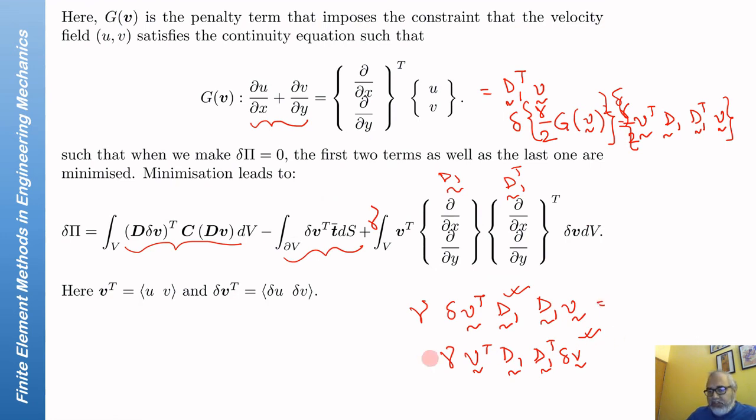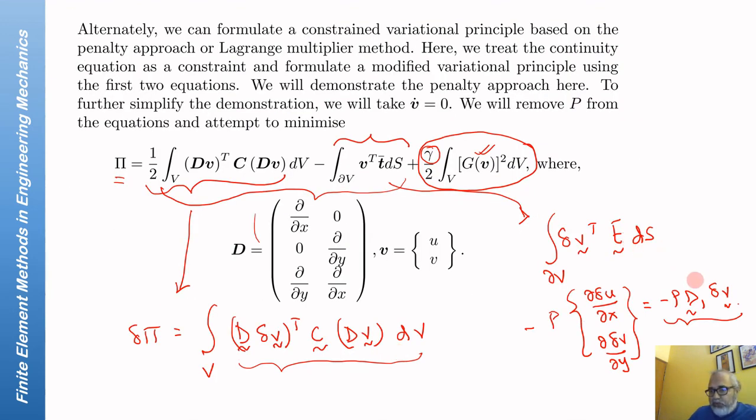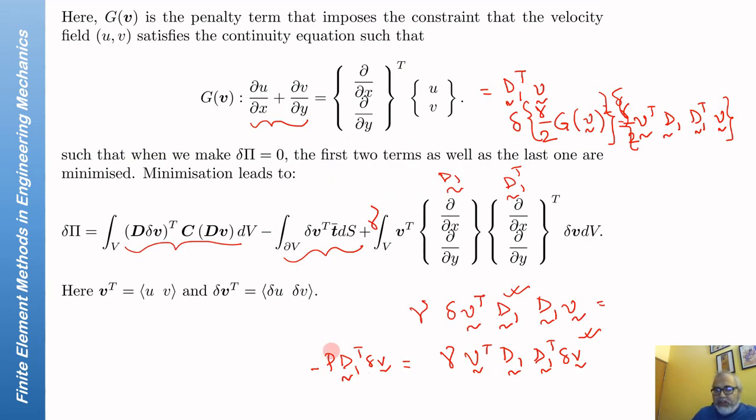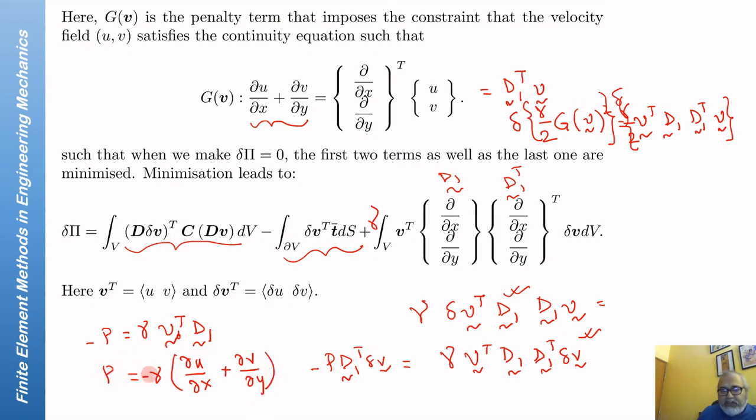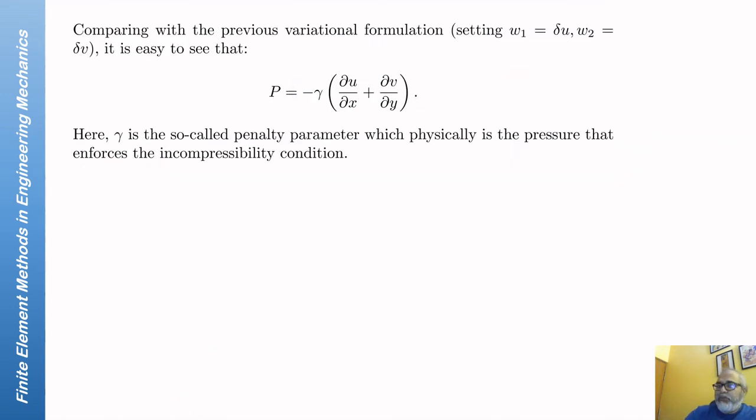So this must be equal to minus P times D1 transpose delta V. I'm sorry, there's a D1 transpose here. And this is what it is, which means that now minus P will be gamma V transpose D1, which if you write it down will be equal to gamma times del U del X plus del V del Y. So P is equal to minus of this. So now your gamma takes the role of the bulk modulus. This is like your volumetric strain, and this takes the role of the bulk modulus and gives you the pressure. So gamma plays the role of P in this formulation, and that is the beauty of it.